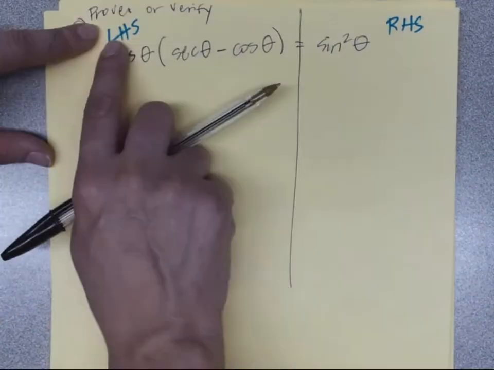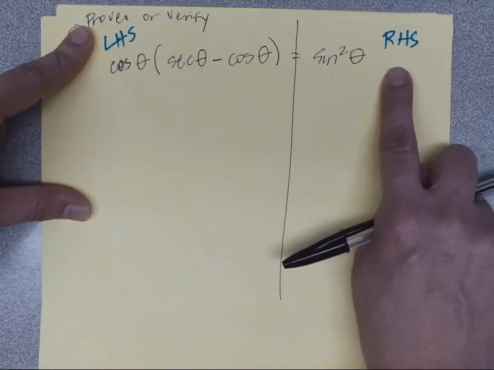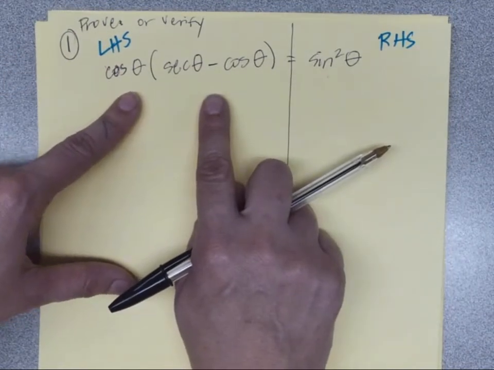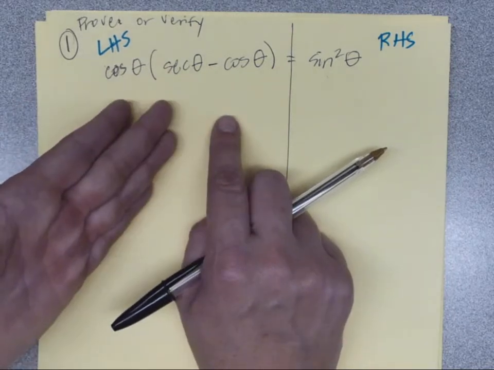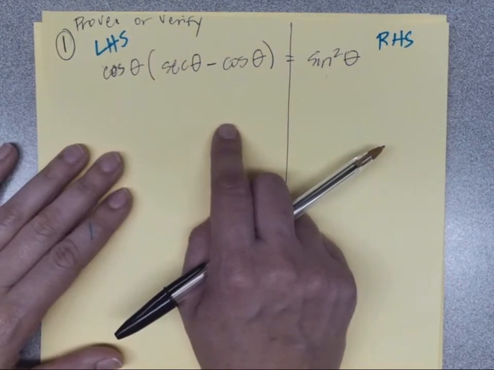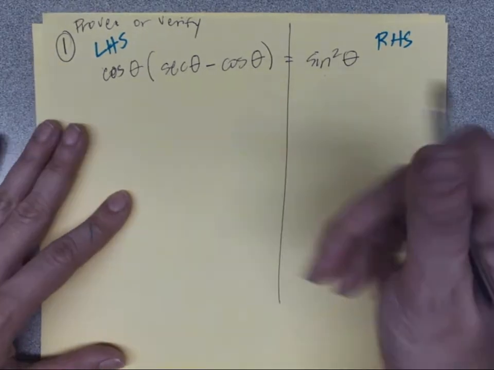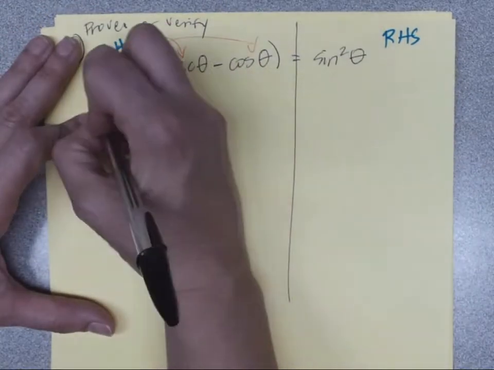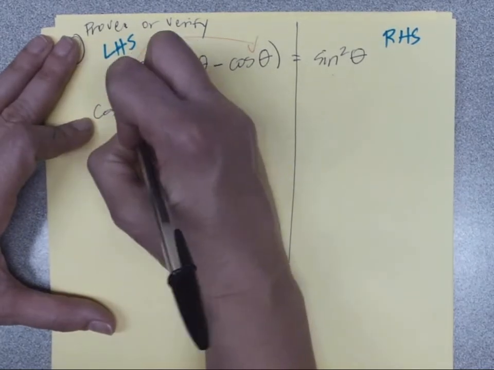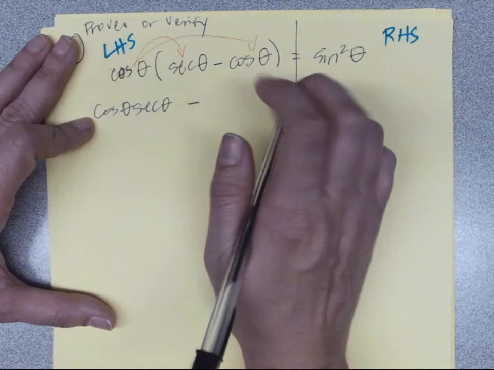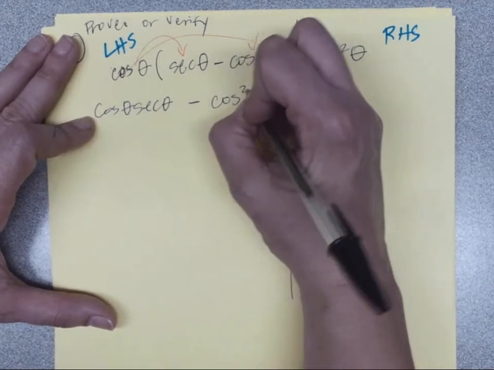Okay, so I'm going to take this left-hand side and I'm going to try to turn it into sine squared theta. Looking at this, me personally, if I see parentheses, I would go ahead and try to get rid of the parentheses. The way I would get rid of the parentheses here is by distributing. So I'm going to distribute the cosine theta to both things inside the parentheses. So I get cosine theta secant theta minus cosine theta times cosine theta, which would be cosine squared theta.